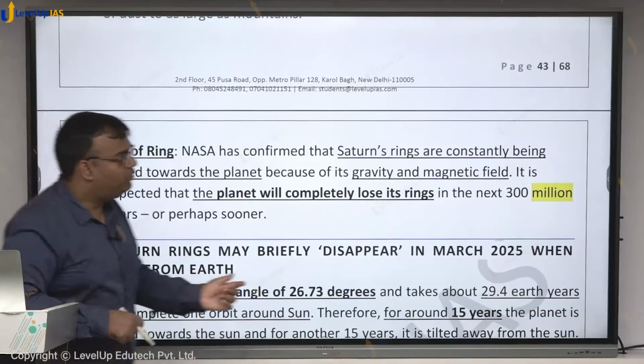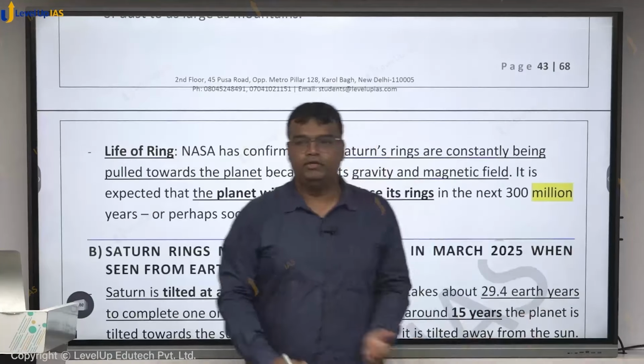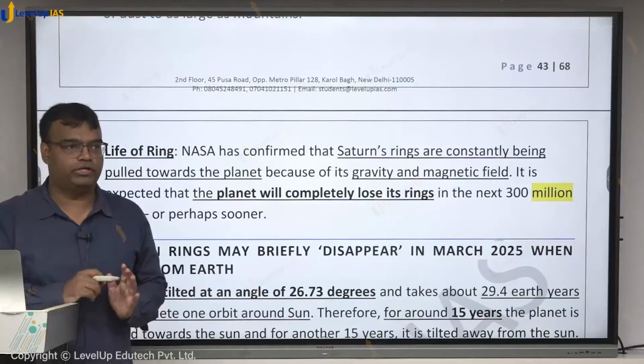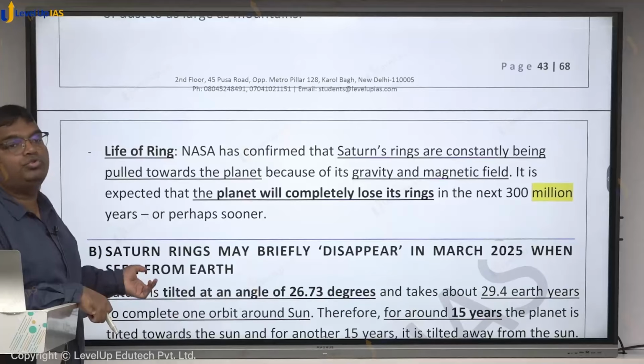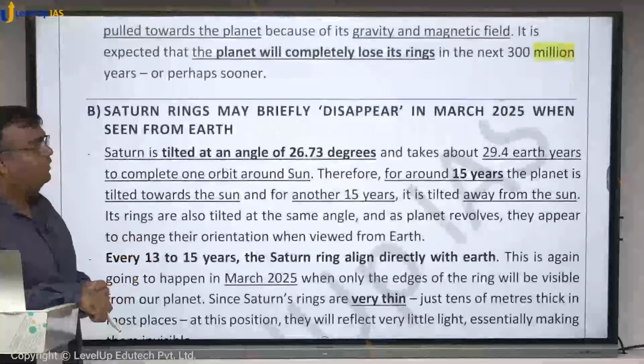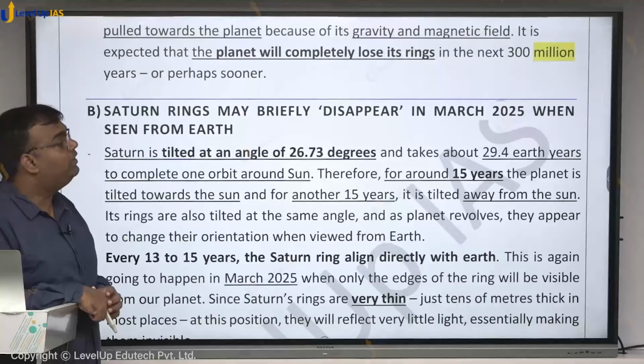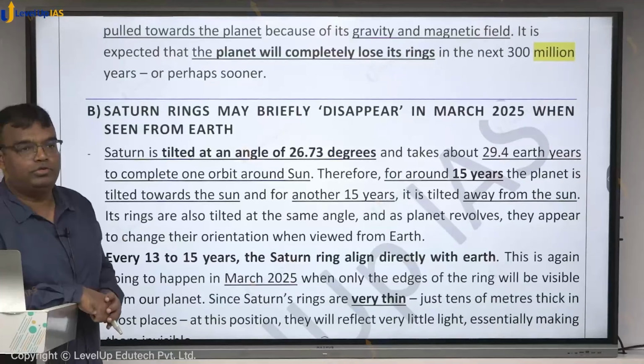million years. In your notes, you have forgotten to write million, it's just 300 written, please correct it. It is 300 million years. Now one news from September was that Saturn's ring will temporarily disappear in March 2025.